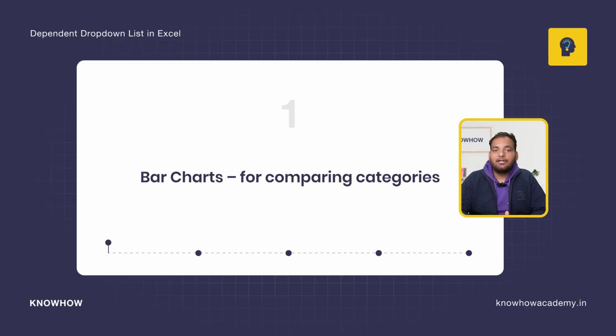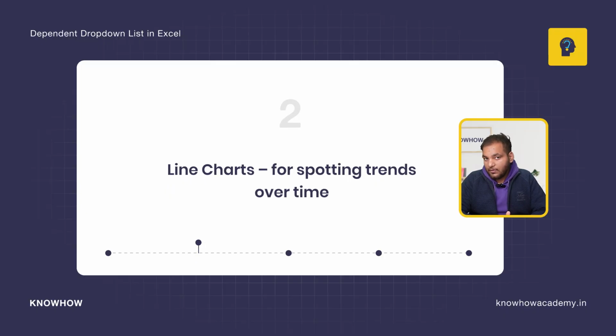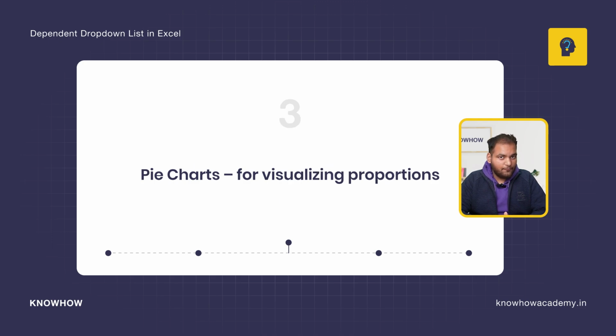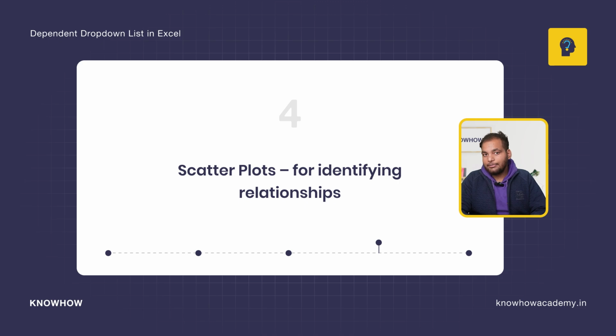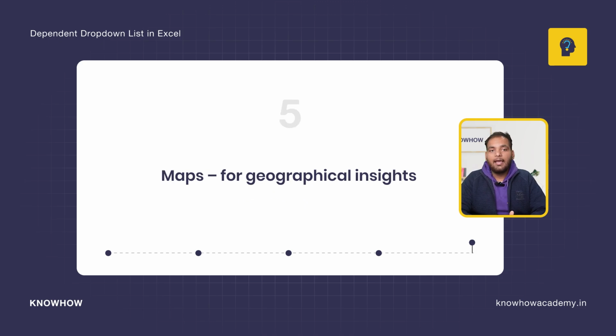Here's the lineup we're going to cover. First, we see bar charts for comparing categories. Then we see line charts for spotting trends over time. Then we see pie charts for visualizing proportions. And after that, we see scatter plots for identifying relationships. And then we see maps for geographical insights.